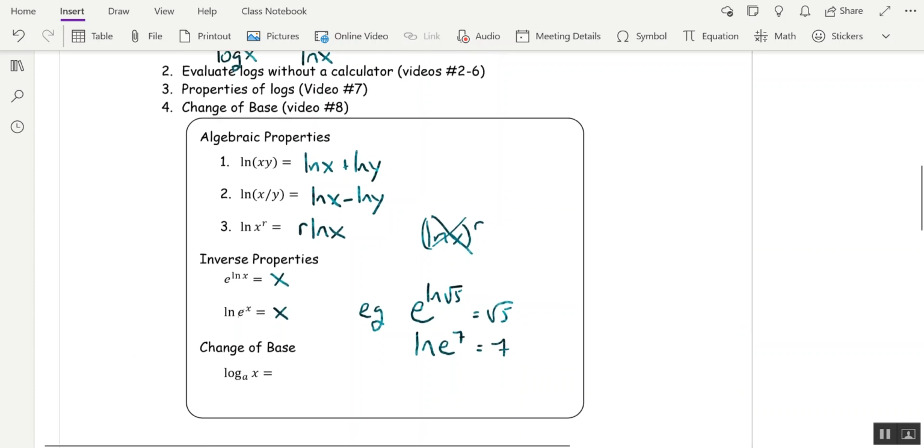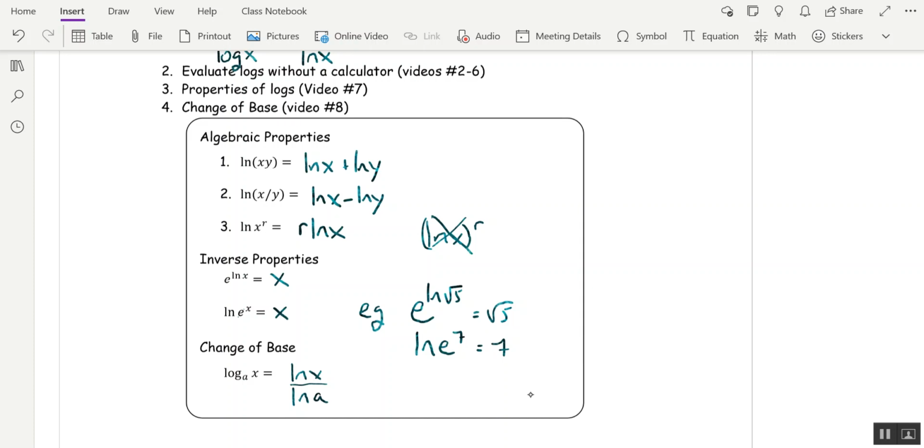Change of base, I always change over to natural log. There's a general formula to change to any base, but I just go to natural log, ln x over ln a. So you have log base a of x, but you want a different log. So you just go ahead and take it. I want natural log of x. My correction factor is to divide by ln a.